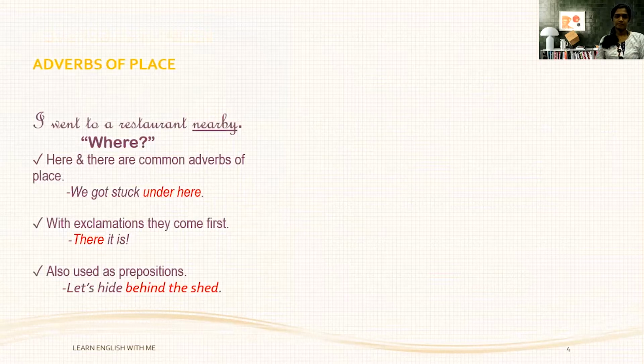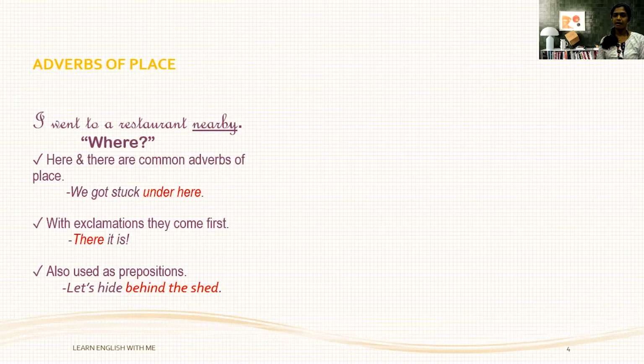And now we're going to see adverbs of place. Okay, it's very, very easy. You can just recognize the adverb of place by asking where the particular action took place. Okay, so I went to a restaurant nearby. Okay, nearby. You're telling where the restaurant is, and where I actually went.